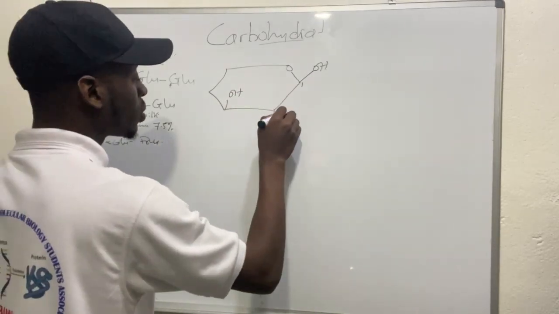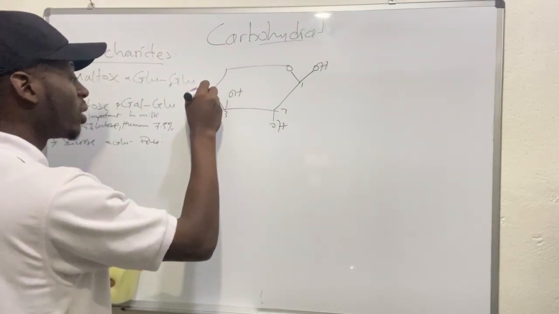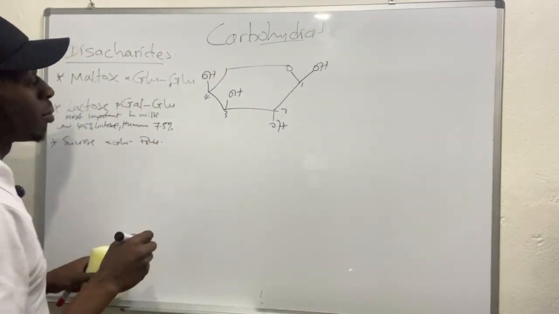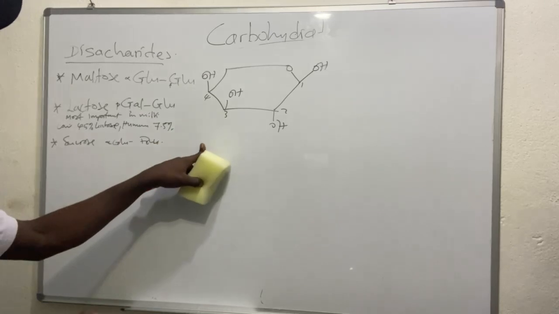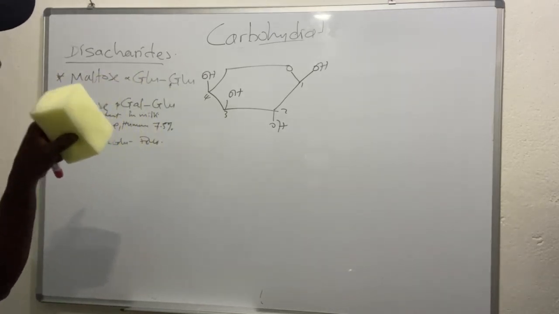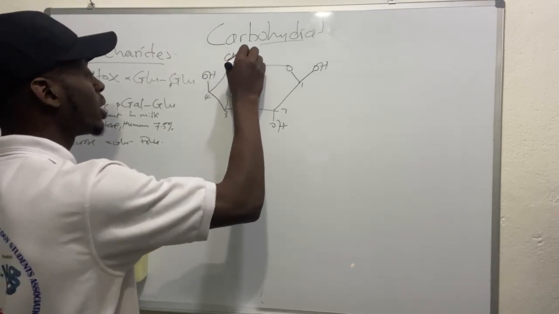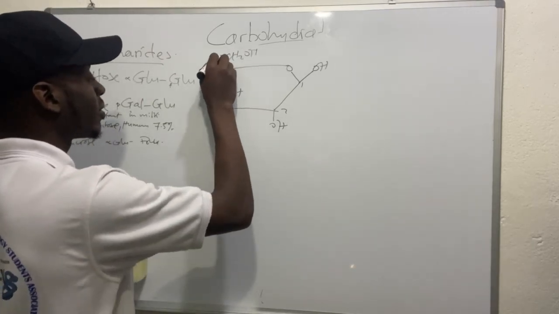This 1, 2, 3, 4. Remember, for galactose, the hydroxyl group will instead be pointing upward, but in glucose, the hydroxyl group will be pointing down. Remember, we said galactose and glucose, they are epimers at carbon number 4. Now we have CH2OH here. So this is carbon number 5, carbon number 6.